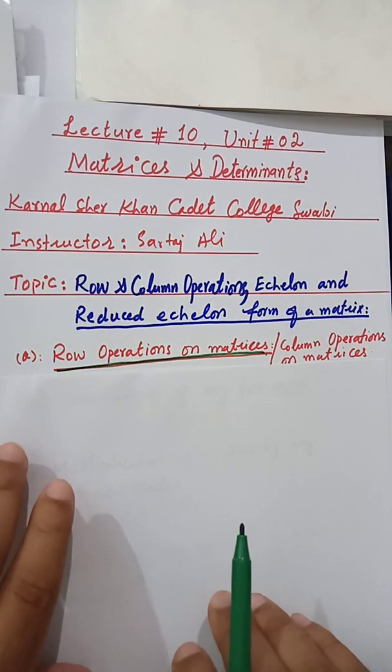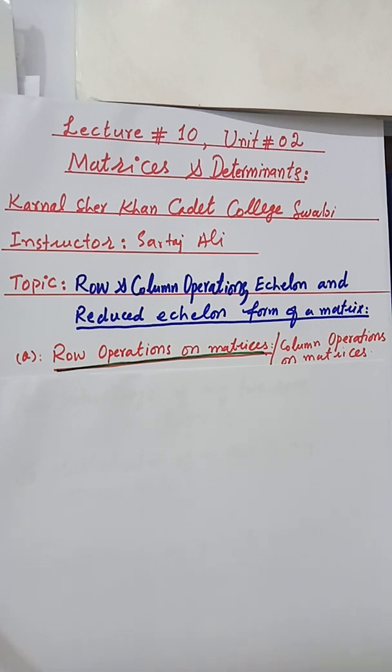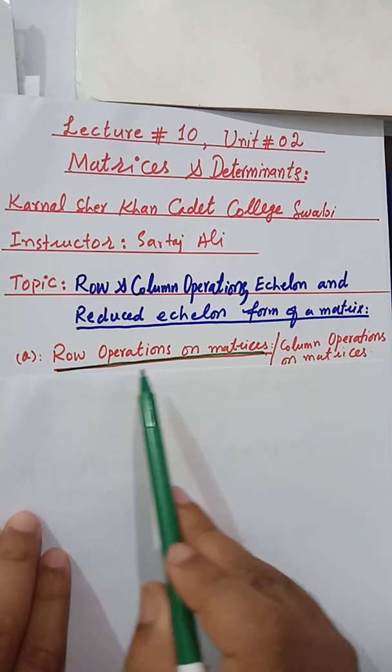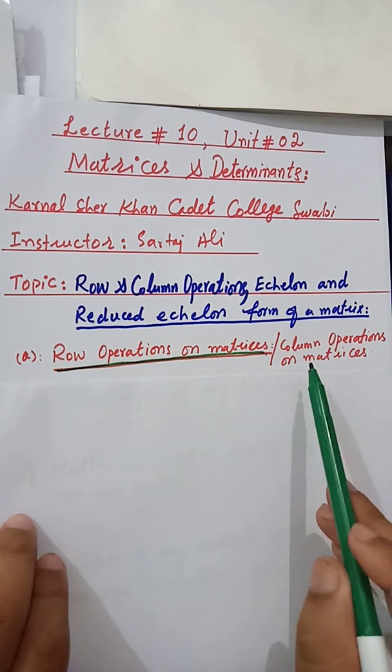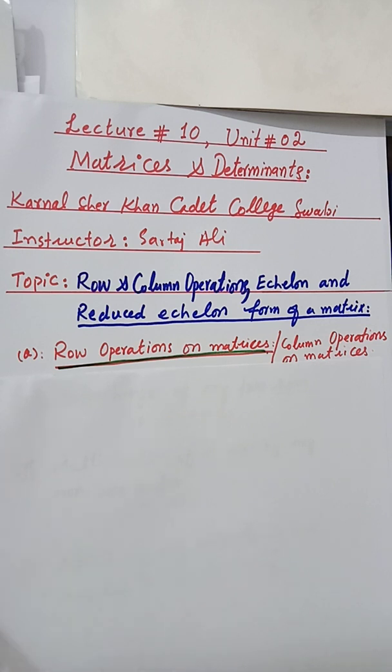There are 6 operations, or you can say 6 transformations on matrices, 3 of which are due to rows and 3 due to columns, which are known as elementary operations or transformations. So there are 3 elementary row operations and 3 elementary column operations on matrices. These operations are also called transformations. First of all, we will discuss the row operations on a matrix.